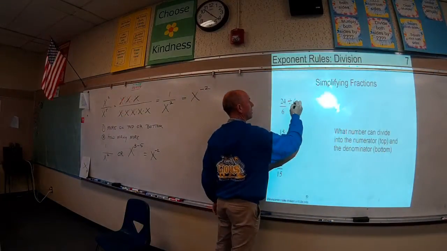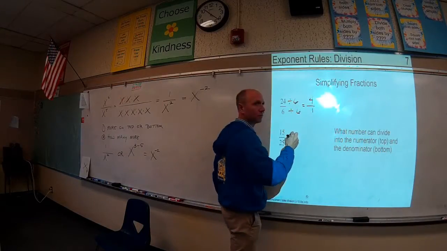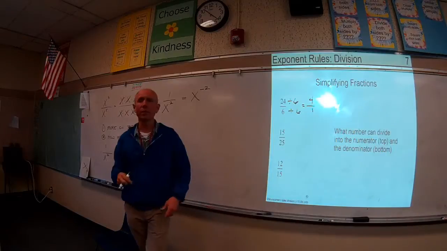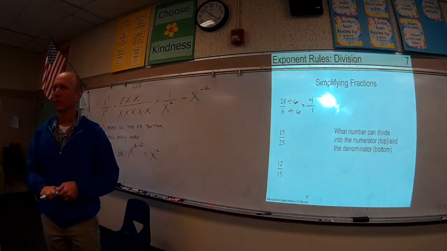Dakota, divided by 6, gives us 4 over 1, which is 4. 15 over 25, simplify it.